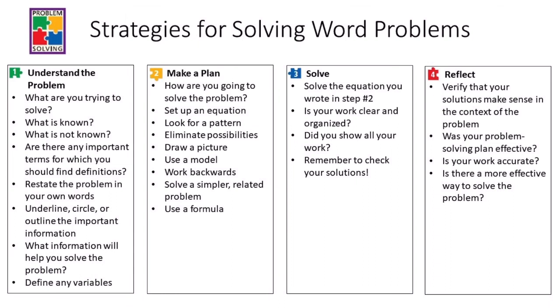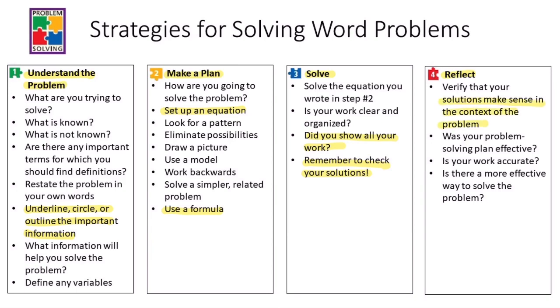So remember our strategies for solving word problems. Whenever you have a word problem, you're always going to start off by understanding the problem. Remember, that means you're going to underline, circle, or outline the important information. Then we're going to make a plan. This involves setting up an equation and using any formulas that are required. Then you're going to work on solving. When you're solving, you want to show all your work and remember to go back and check your solutions. Finally, we're going to reflect on our solution and make sure that our solutions make sense in the context of the problem.